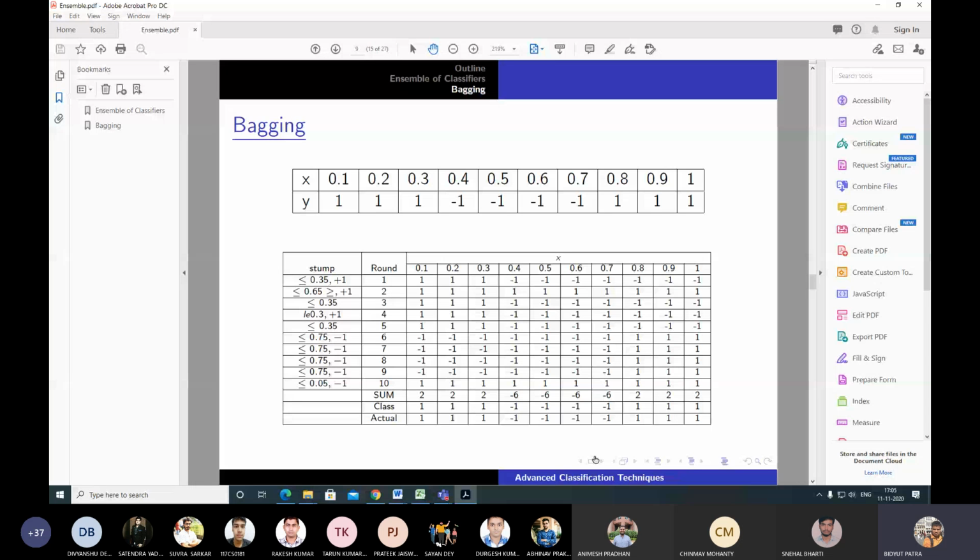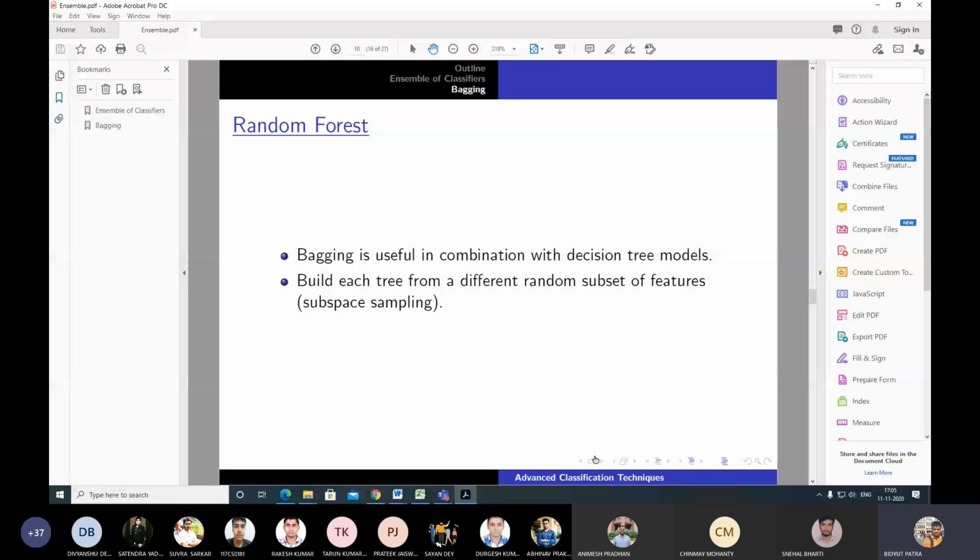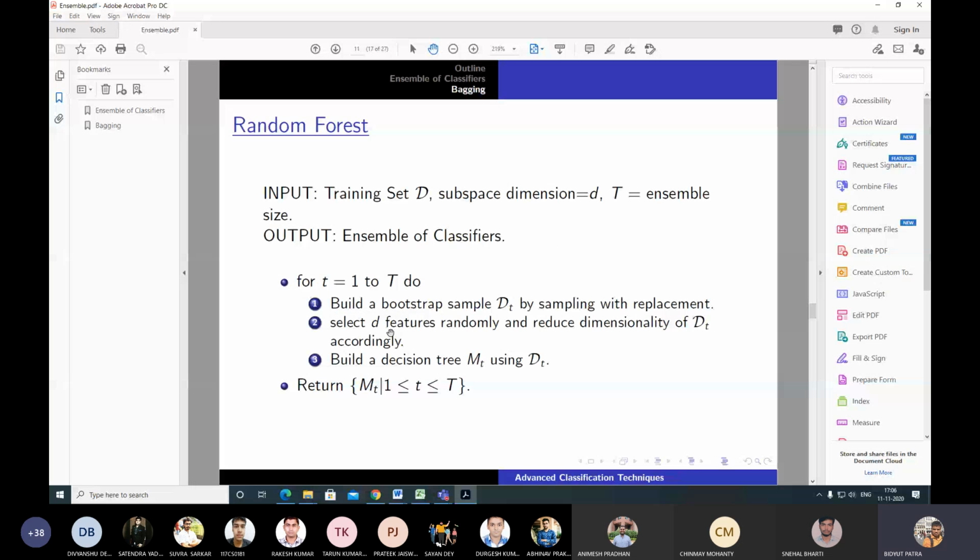Bagging is useful in combination with the decision tree. What you do is build each tree from a different random subset of the features. Now it is a little different from earlier. Build a bootstrap sample by sampling with replacement, the same as earlier. Now suppose you have 100 features. Out of the 100 features, you take only 5 features and build a decision tree, and these 5 will be random. So select D features randomly and reduce the dimensionality of the decision tree accordingly.